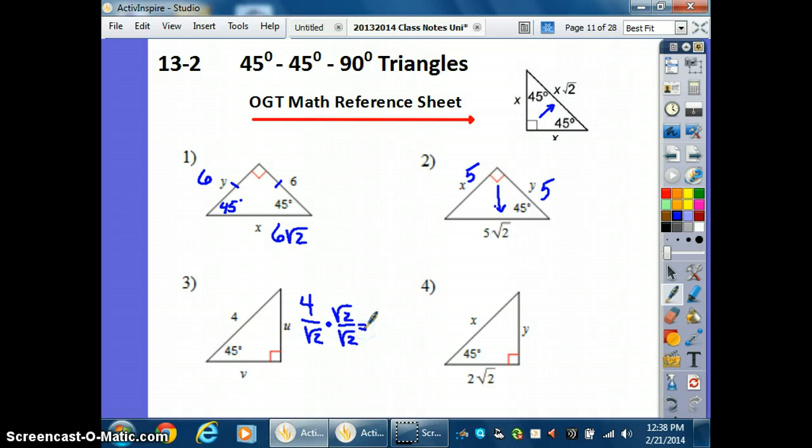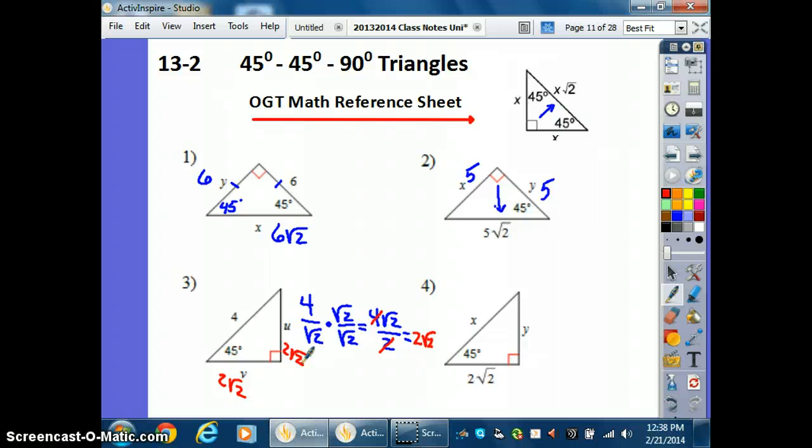Okay, so we'll clean this up. 4 radical 2 over radical 2 times radical 2 is 2. And these cancel. And you end up with 2 radical 2. So V is 2 radical 2, and so is U, 2 radical 2. All right, one more.